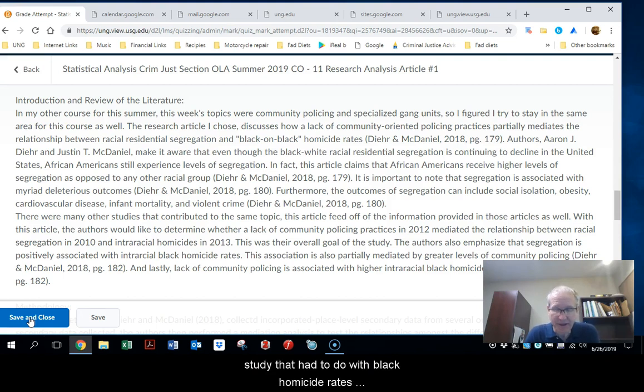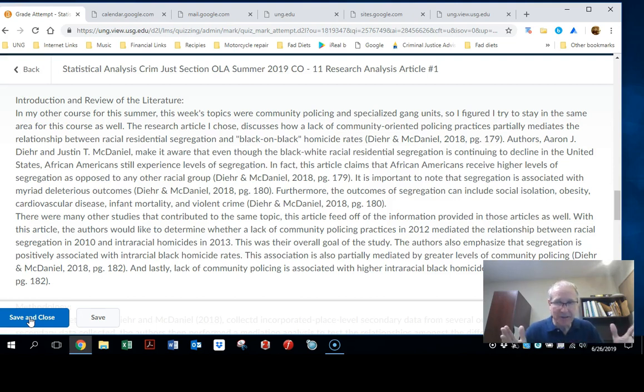She was looking at a study that had to do with black homicide rates, specifically black-on-black homicide rates, which we call intra-racial homicide. If it was interracial homicide, it would be white on black or black on white. But this black on black, that's basically the dependent variable. And what we're seeing here is, what is the independent variable? It is segregation.